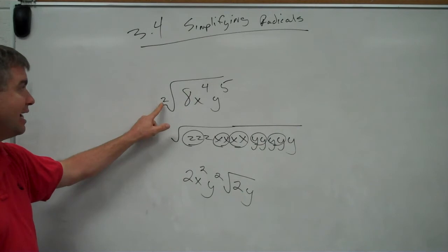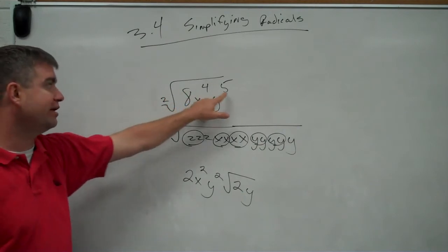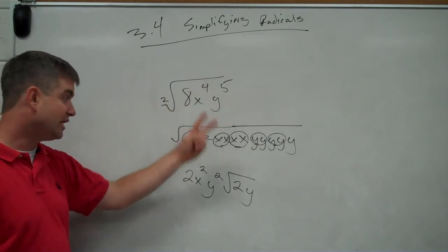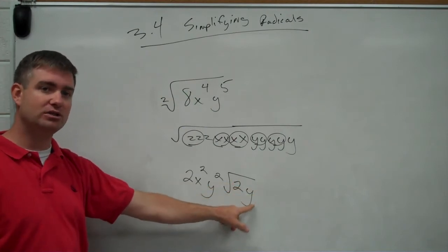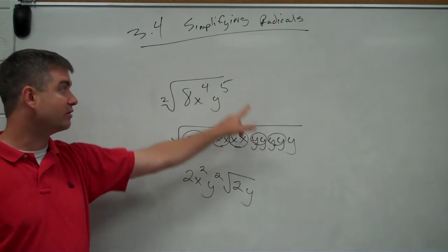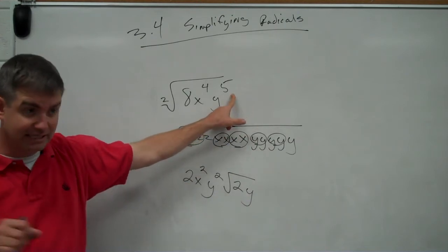Okay, let's try that again. How many times does 2 go into 5? 2 times, there's a 2, and what's our remainder? 1. How do we know something's going to be left underneath the radical? Because it's odd. Write that down.